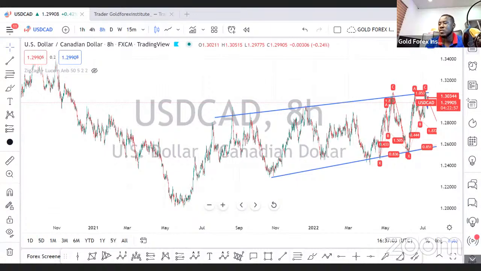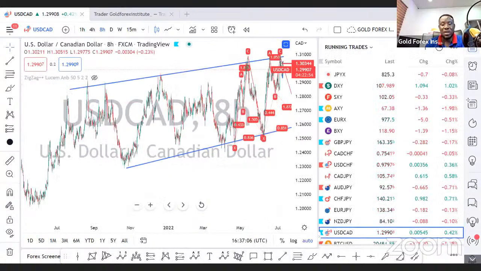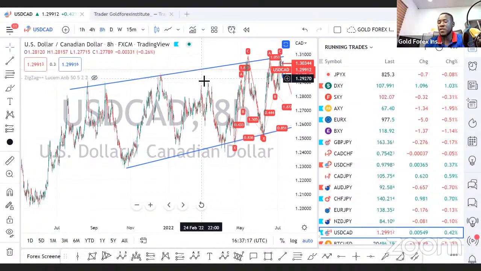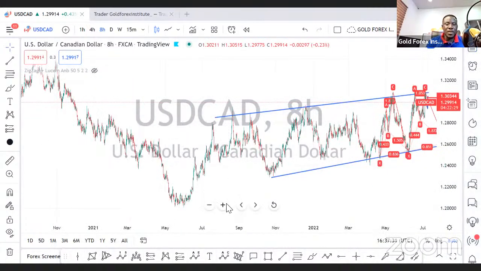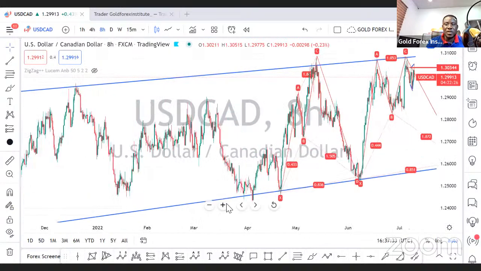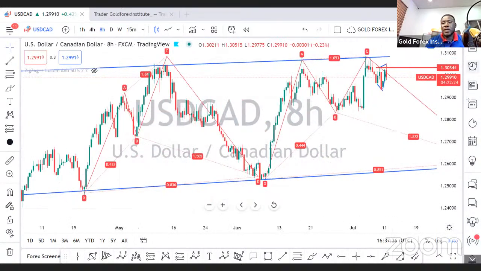So let's go to the index. For anyone who wants to analyze the market, the best place to start from is the index. We'll be looking at the index and see what is actually happening on the market. Then we can choose our strong pair and our weak pair and see how best we can deal with it.